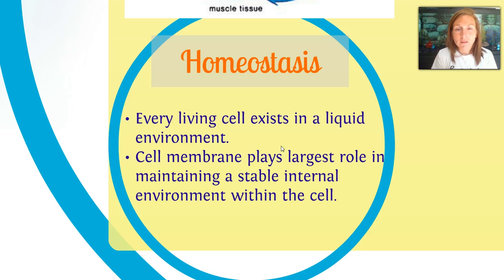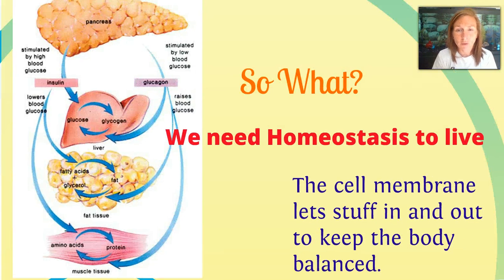Every living cell exists in a liquid environment, so things that are transported go through the cell membrane first and can then be delivered to where they need to go. So why does it matter? Well, we need homeostasis in order to live. If the cell membrane wasn't letting some things in and some things out and keeping the body balanced, things wouldn't function properly. You can take a close look at this diagram showing different organs, tissues, and cells working together to pass on vital nutrients throughout the body.